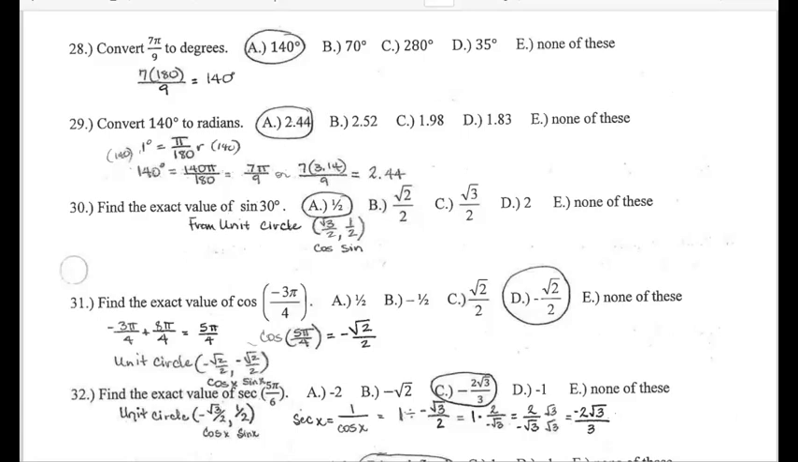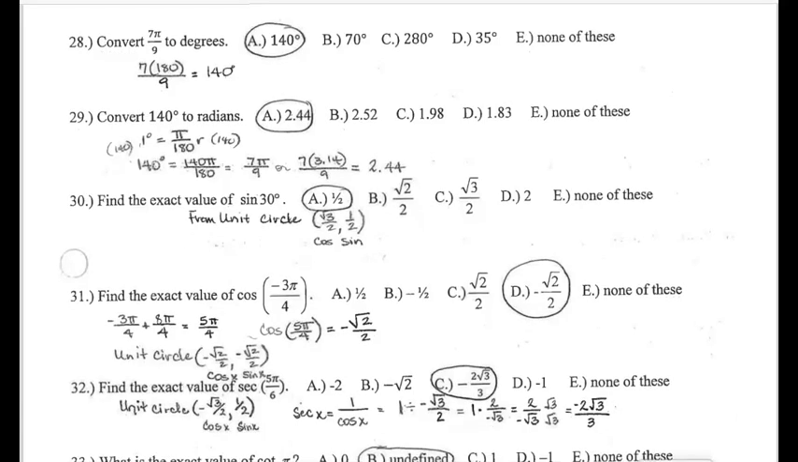Now we move into our trigonometry from chapter 7. And so for the first one, it says convert 7 pi over 9 to degrees. So the easy way to do that is to replace pi with what it's equal to, which is 180. So we can do 7 times 180 divided by 9, and that will give us our 140 degrees.